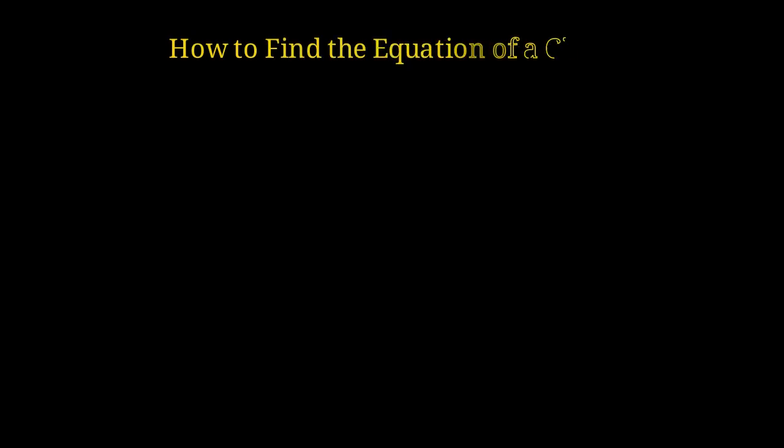Learn how to find the equation of a circle given its center and radius. The equation of a circle with center at point (h, k) and radius r is given by this formula. First, let's break down the equation of a circle. This equation represents all points on the circle that are at distance r from the center (h, k).